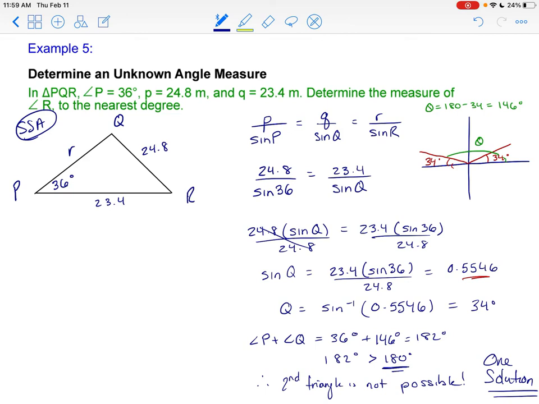Only one solution. And that would be that, if angle Q is 34, angle R would have to be equal to 180 degrees minus angle P, which is 36, minus our 34 degree angle Q, which is 110 degrees. And that's the only solution.